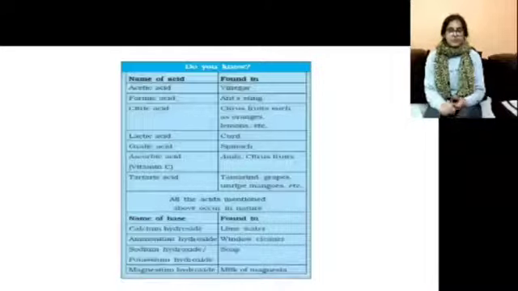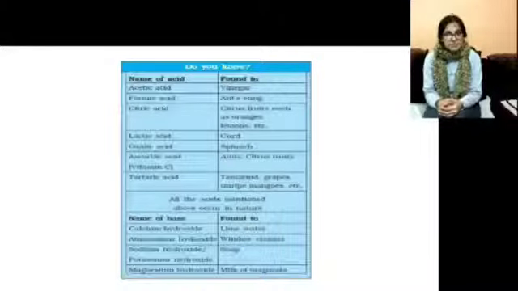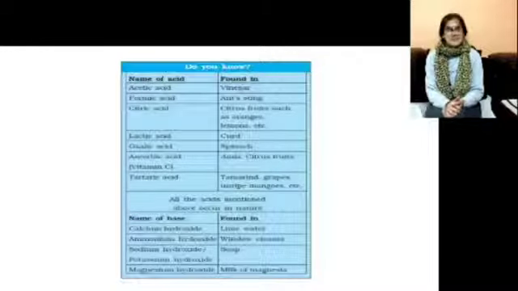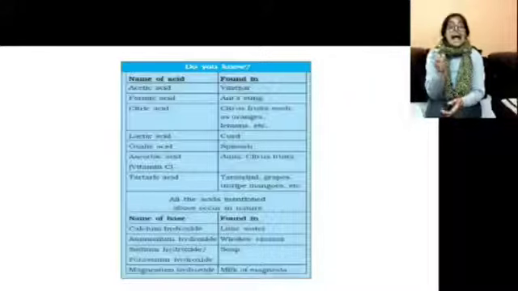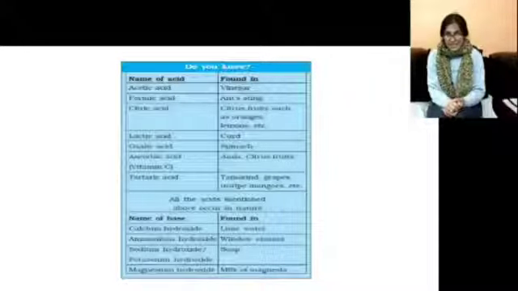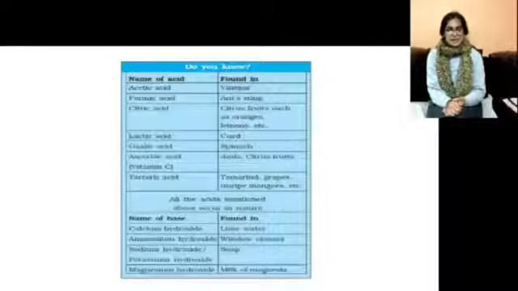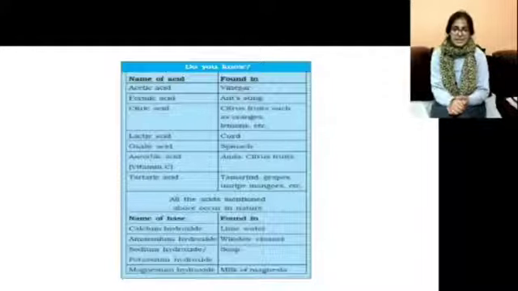Now, do you know there are many acids which are found in our daily household items? Okay, first one is acetic acid. Very well known acid and it is present in vinegar. Moving forward to formic acid, it is present in the ant's sting. Then citric acid, it is present in oranges, lemons. All the citrus fruits contain citric acid. Lactic acid is present in curd, oxalic acid in spinach, ascorbic acid in amla and various other citrus fruits as well, tartaric acid in tamarind, grapes, unripe mangoes, etc.